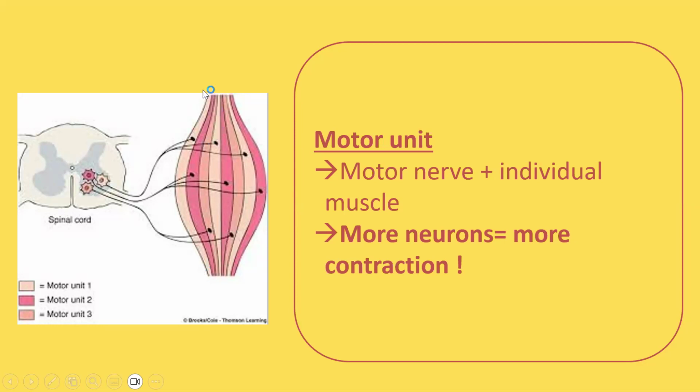Okay, now this is a muscle fiber, and this is a neuron activating, supplying, or innervating this muscle fiber. This is what we call a motor unit. So what is a motor unit? A motor unit is one muscle fiber with a motor nerve supplying it. So if you have more neurons supplying one muscle fiber, you will have more contractions because you have increased supply to the muscle. Why do we need to know this? For research and experimental reasons, but it's actually applicable in our body.